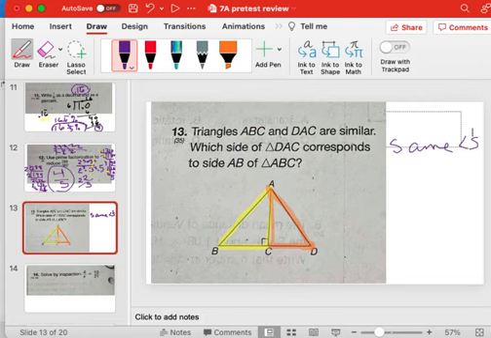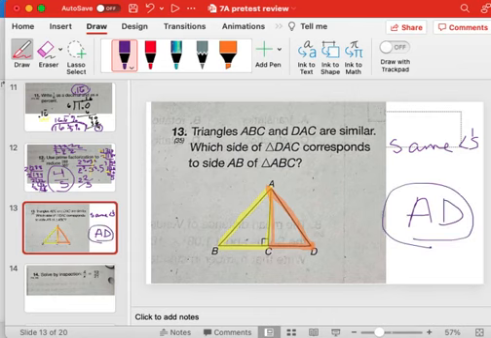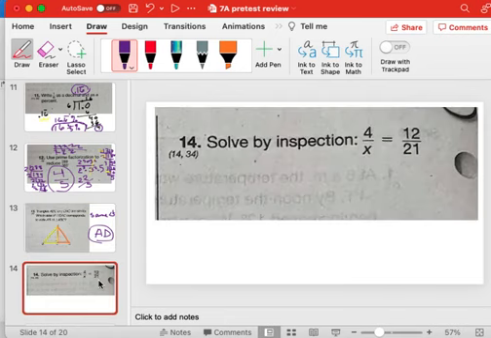It does not say that they're congruent, but we'll be able to look at this. Which side of DAC, so DAC corresponds to AB? So which side is going to correspond to AB? AD, right? AD is the corresponding side. Does everybody see why AD is the corresponding side? Okay, solve by inspection. 7. Very good. 7 is the answer.